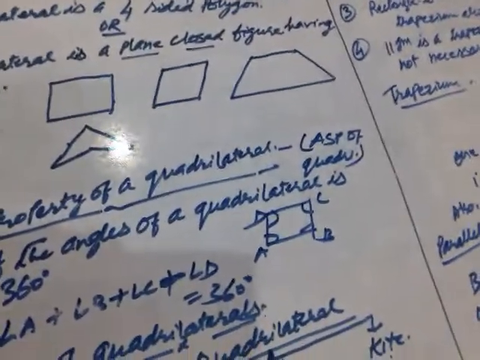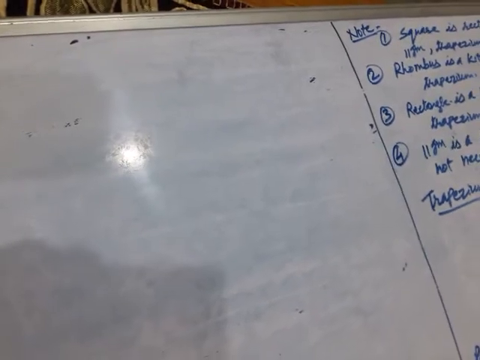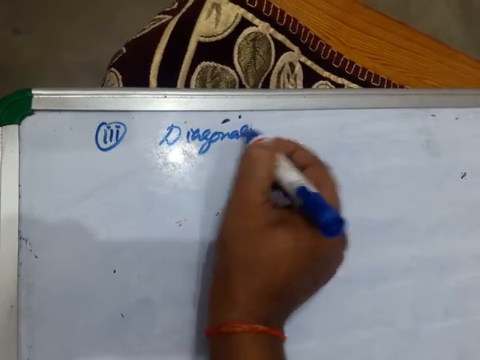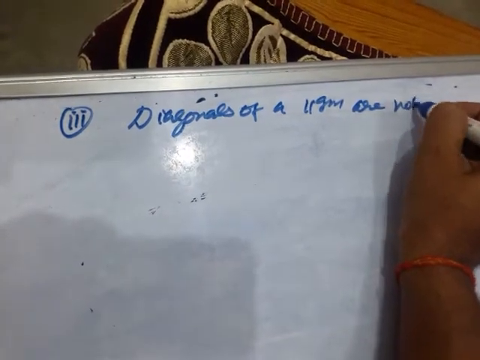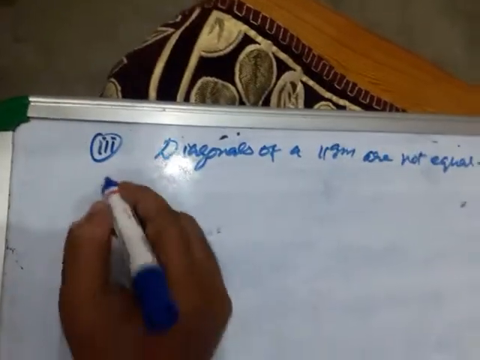Now opposite sides are equal and parallel. Coming to the next part of the board: what are the other properties of a parallelogram, children? Third property is diagonals. Diagonals of a parallelogram are not equal. Okay, children. Here diagonals are not equal in case of parallelogram.